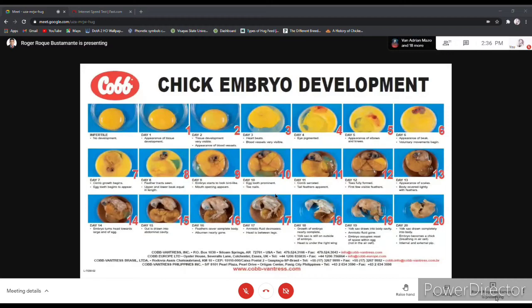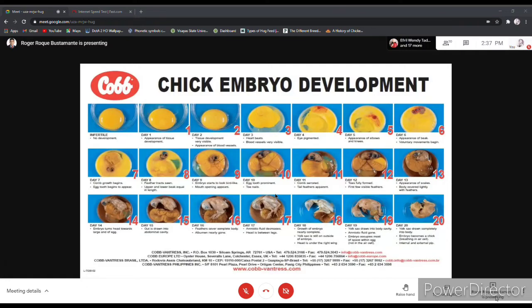So, at day 1, no, the appearance of tissue development. So, it is not the whole yolk man, di ba? People, are you still with me? Okay. Yes, sir. Okay. So, at day 1, no, kung makuha na ang egg, makita na nimo imong bukon na siya ang iyang germinal disc, no, evident kaayo.